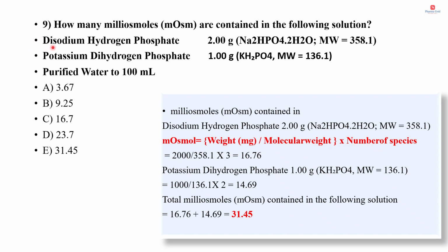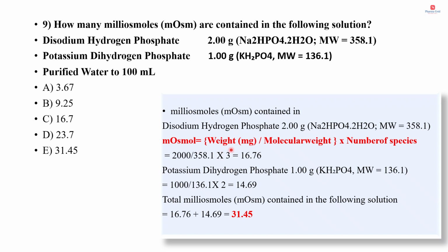So let's first take the case of disodium hydrogen phosphate. It is given as 2 gram and molecular weight 358.1. So how to calculate the number of species here? Here the molecular formula is Na2HPO4. So we can write it as 2Na plus HPO4 minus. So this molecular formula consists of 2 atoms of sodium and hydrogen phosphate. So the total number of species is equal to 3.